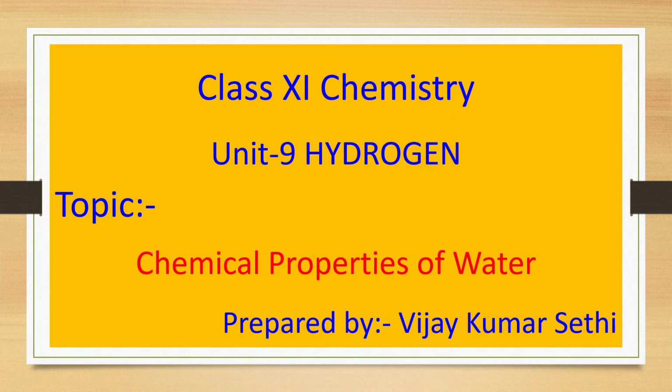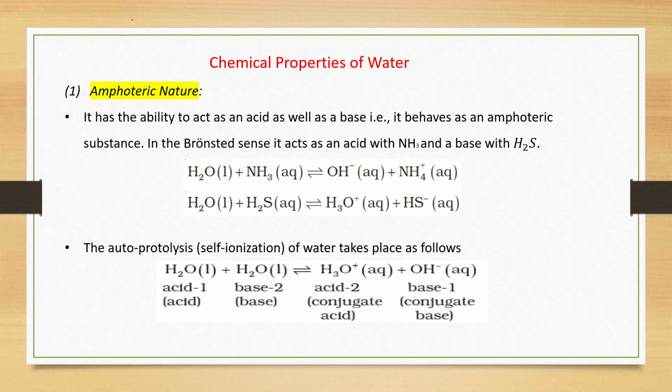We were discussing unit 9 hydrogen, and in this video we will discuss the chemical properties of water. First one is the amphoteric nature of water. Water has the ability to act as an acid as well as a base, that is, it behaves as an amphoteric substance. In the Bronsted sense, it acts as an acid with NH3 and a base with H2S.